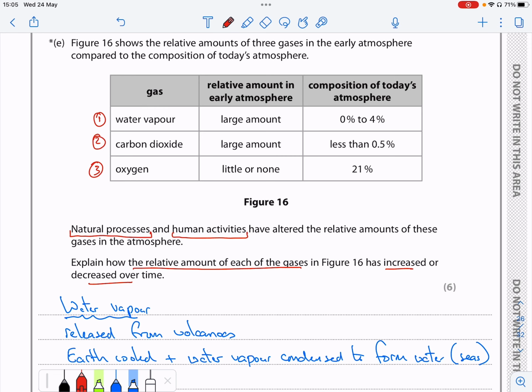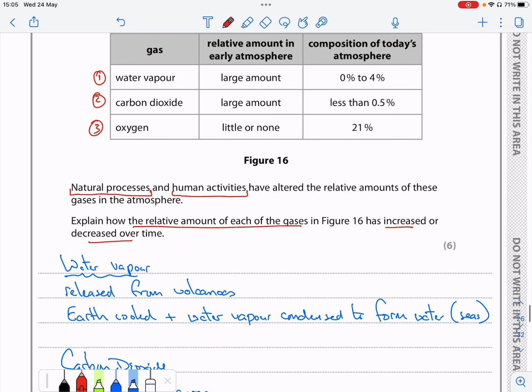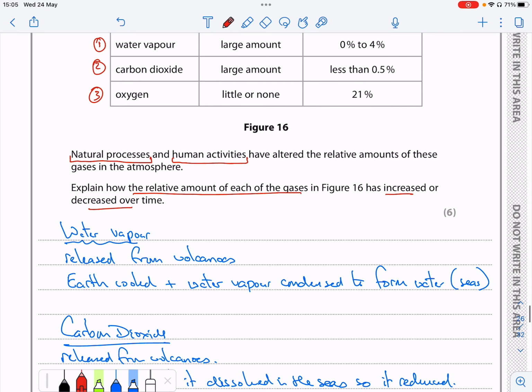processes in each one. So first of all, I would say that water vapor was released initially in the Earth's early atmosphere from volcanoes, and that led to large amounts of water vapor being present. As the Earth started to cool, that water vapor was cooled and condensed and formed liquid water. So therefore, the amount of water vapor is starting to decrease.